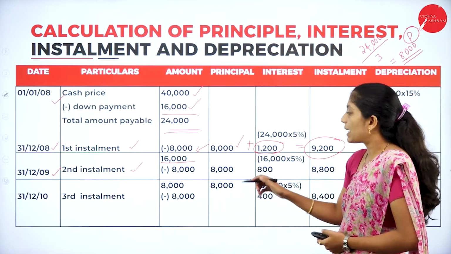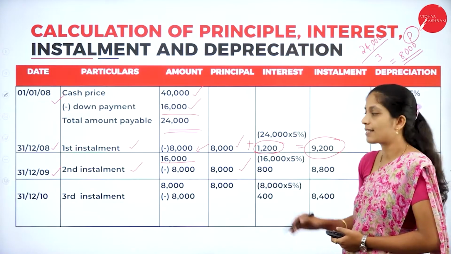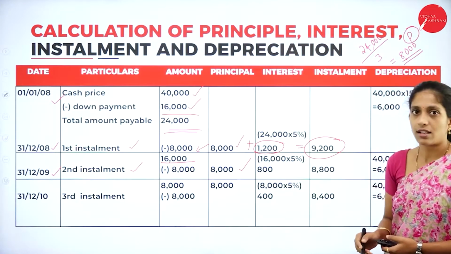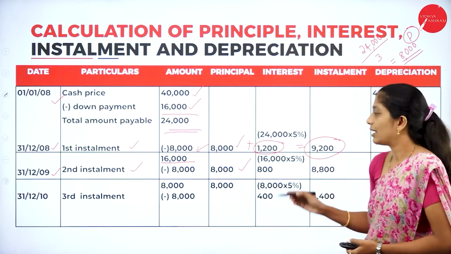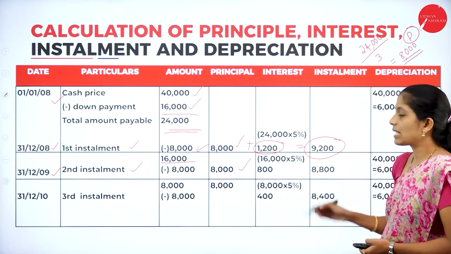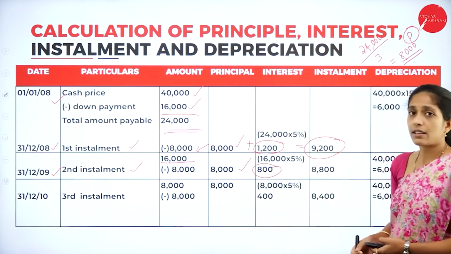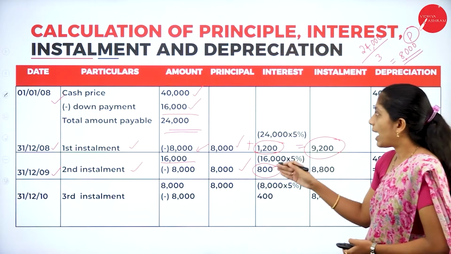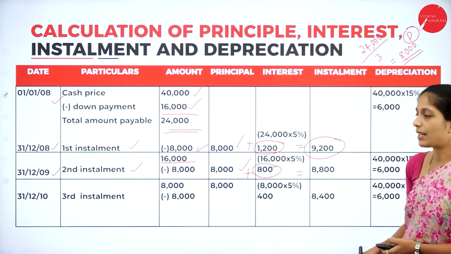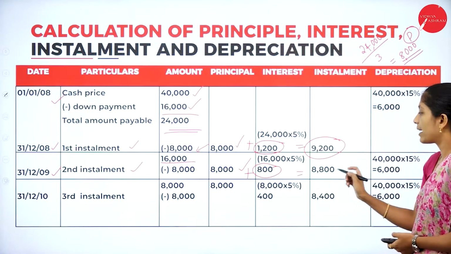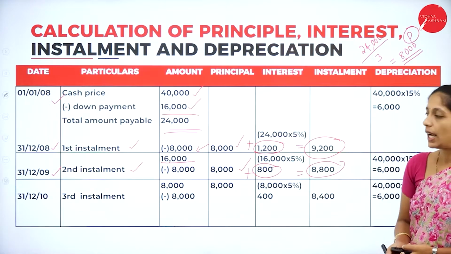Now come to the principal amount. We know the principal is 8,000. So it remains the same for the 3 years. Next, calculate the interest. So what is the amount payable in the second year? 16,000. 16,000 into rate of interest, 5%. So what is the interest? 800. Now add principal plus interest. So we'll get the installment amount, that is 8,000 plus 800. So we'll get the installment amount in the second year, 8,800.